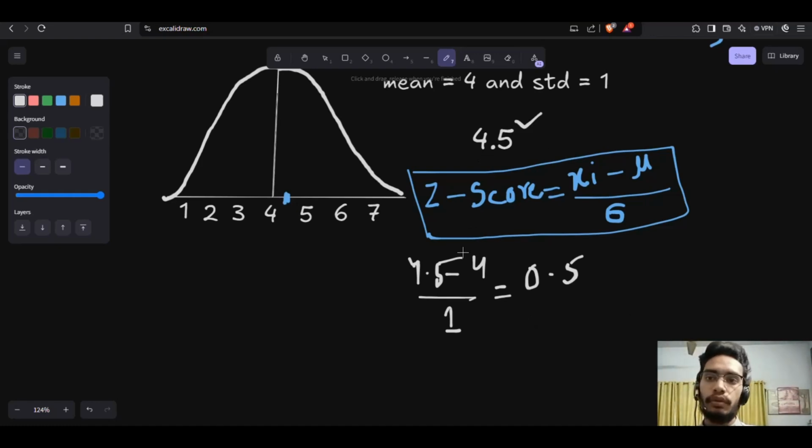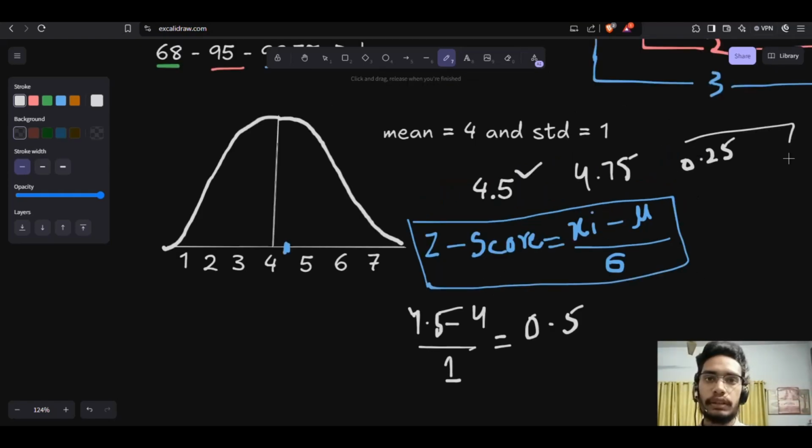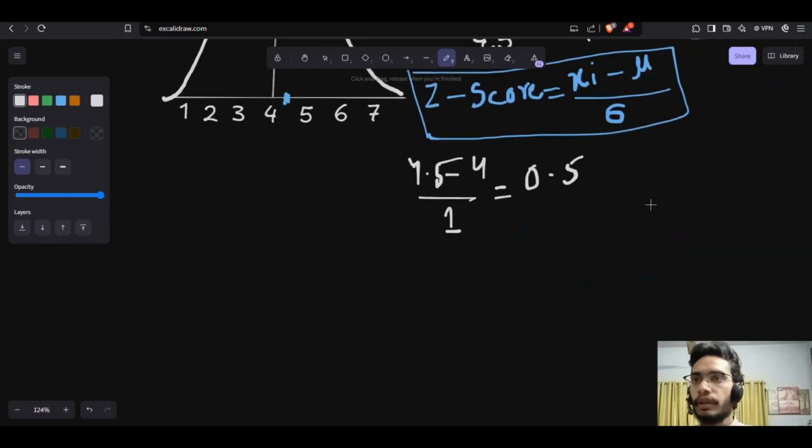Similarly, if you calculate this for 4.75, just put the value here: 4.75 minus 4, and you will get 0.25, right? So at 0.25 to the right side of the mean, you get this value 4.75. So you can easily calculate this 0.25 value.